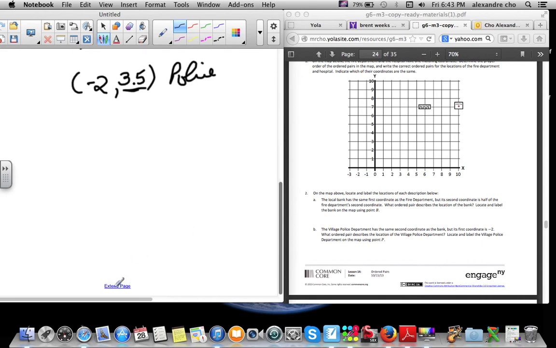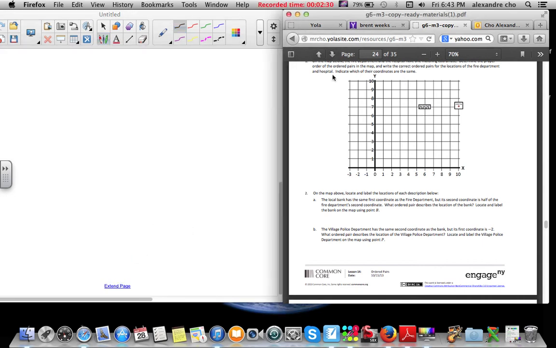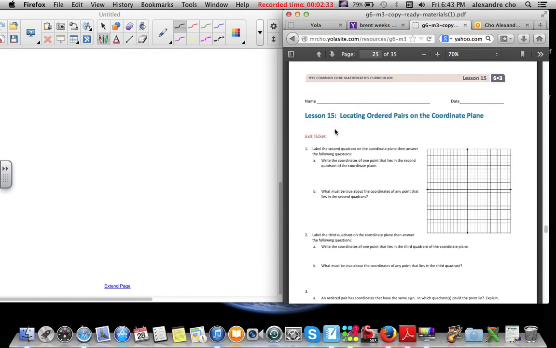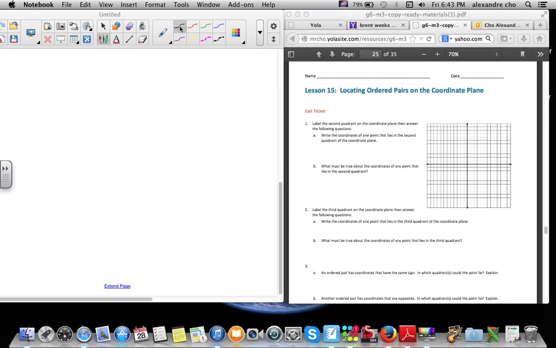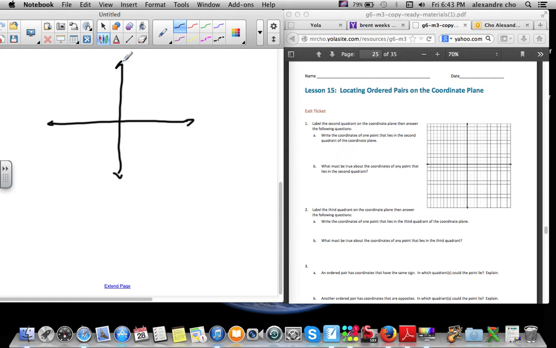Okay, simple question. Page 25. Okay, so here you are going to be asked about quadrants. Here's my coordinate plane. I'm going to draw one here. Put arrows on each end. This is my x-axis, my y-axis. You always need to label them. Okay, so it says write the coordinates of one point that lies in the second quadrant. Well, let's label our quadrants. That's quadrant 1, quadrant 2, quadrant 3, and this is quadrant 4.